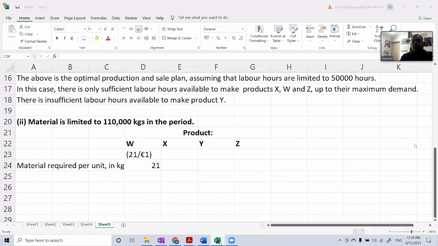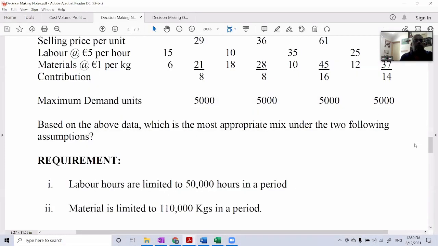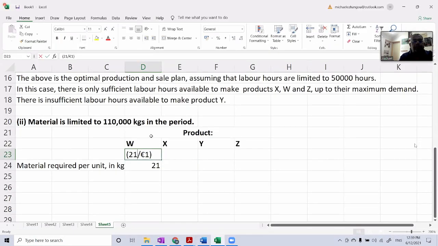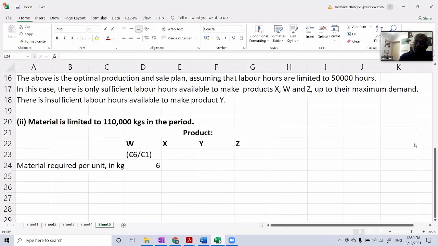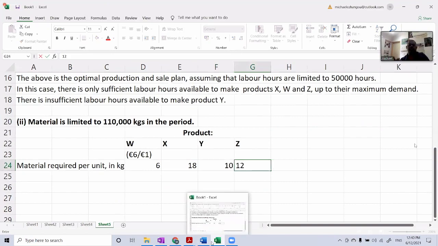Over here, okay, not 21, it's 6. So I need 6. This will be 18 over 1, 18, 10, and 12. It is given in value, but the cost is 1 per kg. So just divide by 1, you come back to the original value, right?